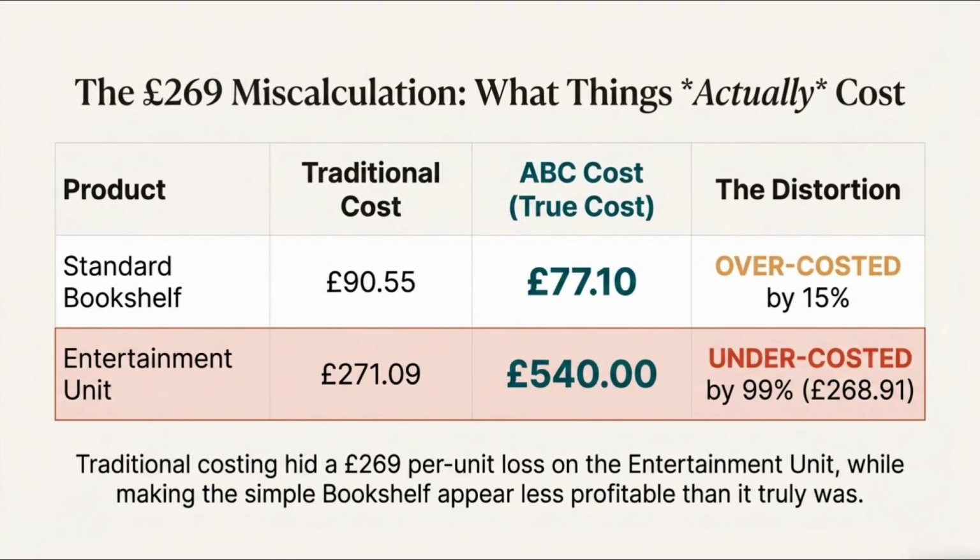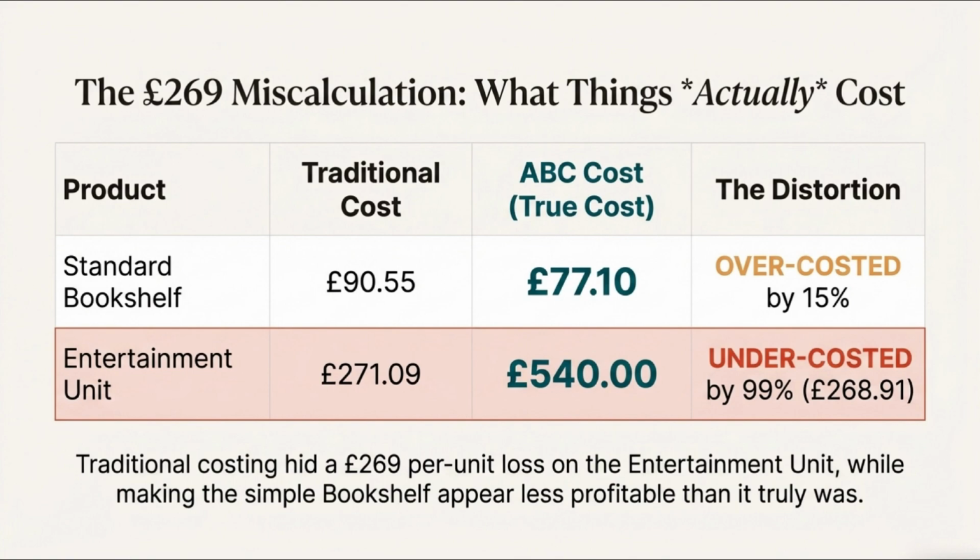Now let's see the shocking results when we apply ABC to oak and pine furniture. This table reveals the true cost distortion. For the standard bookshelf, traditional costing gave us approximately £90.55. But ABC reveals the true cost is only £77.10. The bookshelf was being overcosted by about 15%.